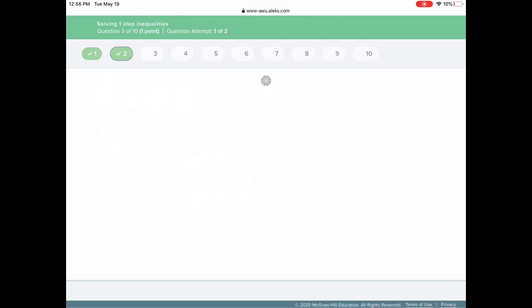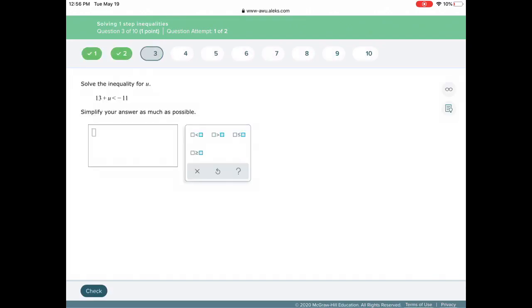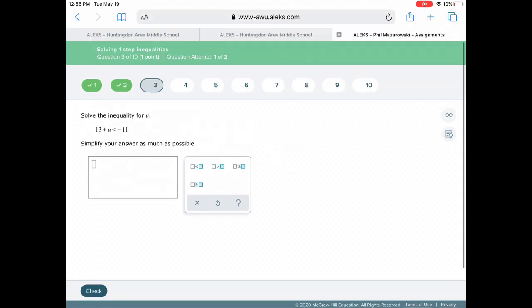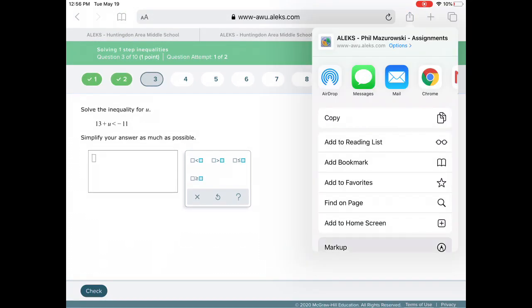All right, moving on to the next one. So now we have 13 plus u is less than negative 11 here. I'm going to bring my marker back up.